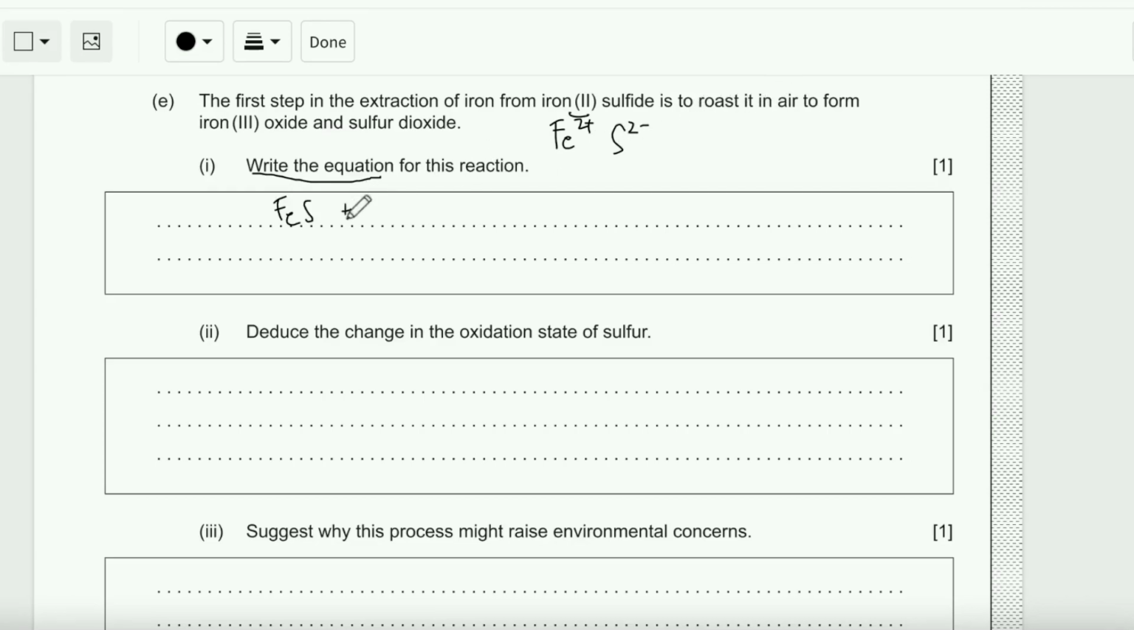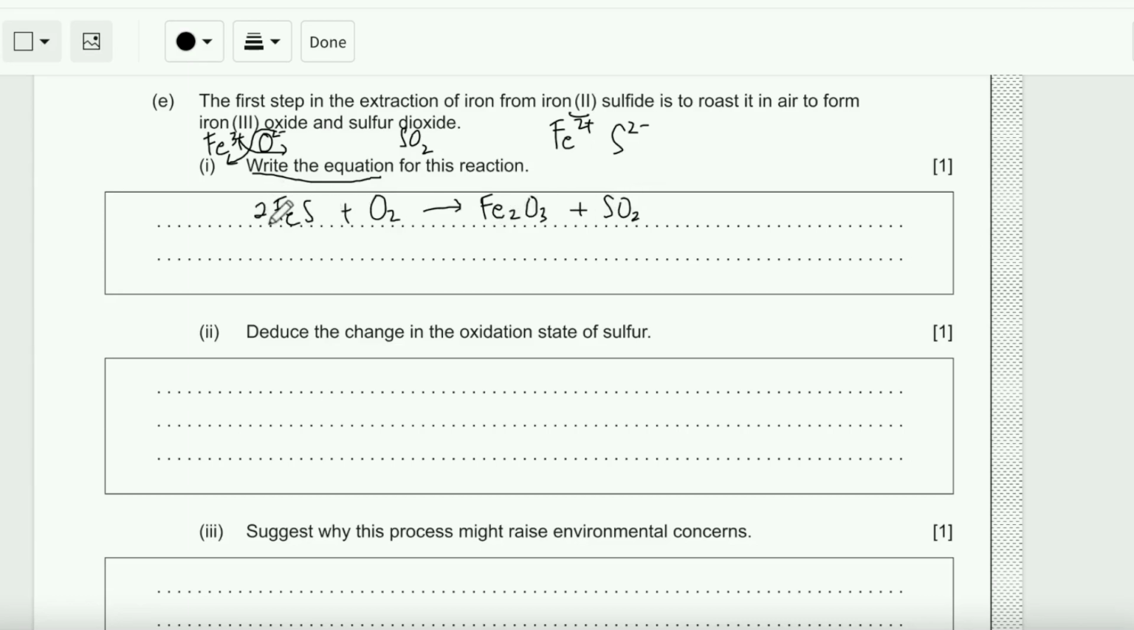FeS is to roast it in air plus oxygen. Produce iron(III) oxide, Fe3+, O2-. Go down here and here. Fe2O3 plus sulfur dioxide, SO2. It's not balanced.